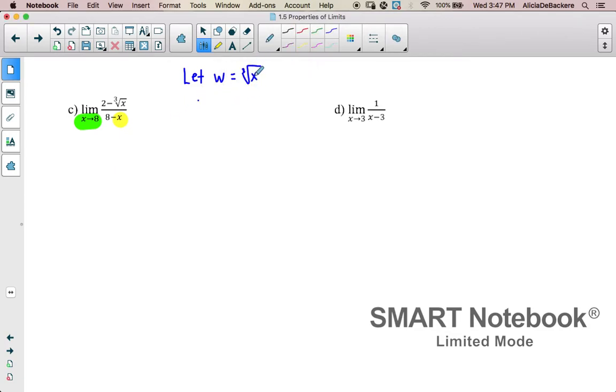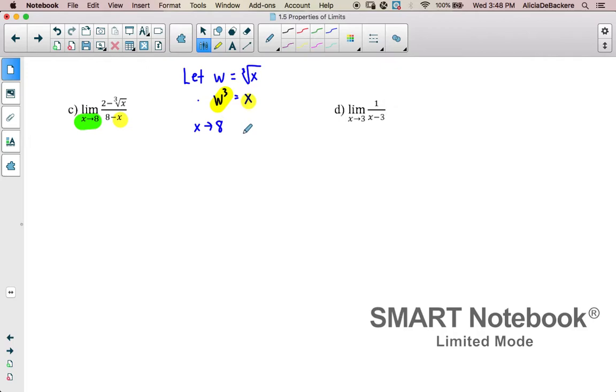Okay, so we're going to already replace this guy, the cube root of x. So what is x then? What I'm going to do to solve for x in this expression is just move the cube root over to the other side and it becomes cubing. So now I know that x is the same as w cubed. So I'm going to replace that guy there with w cubed. But I still have to figure out what is x approaching 8. What is that the same of in terms of w?